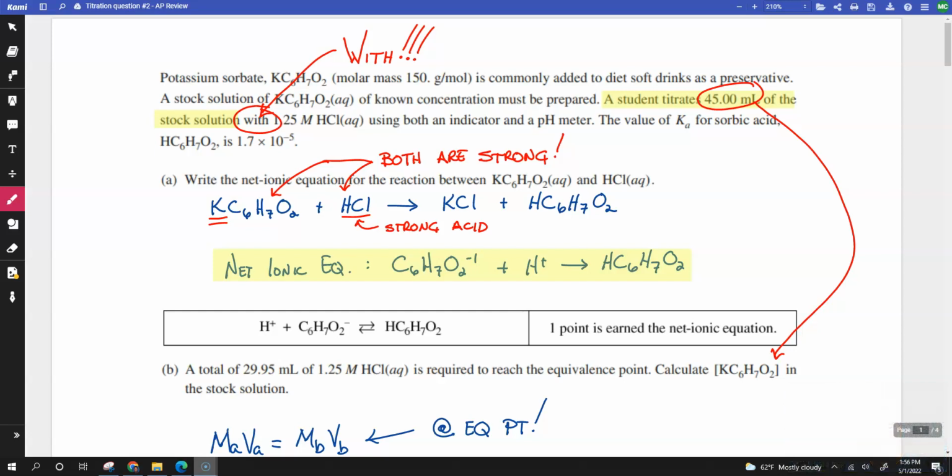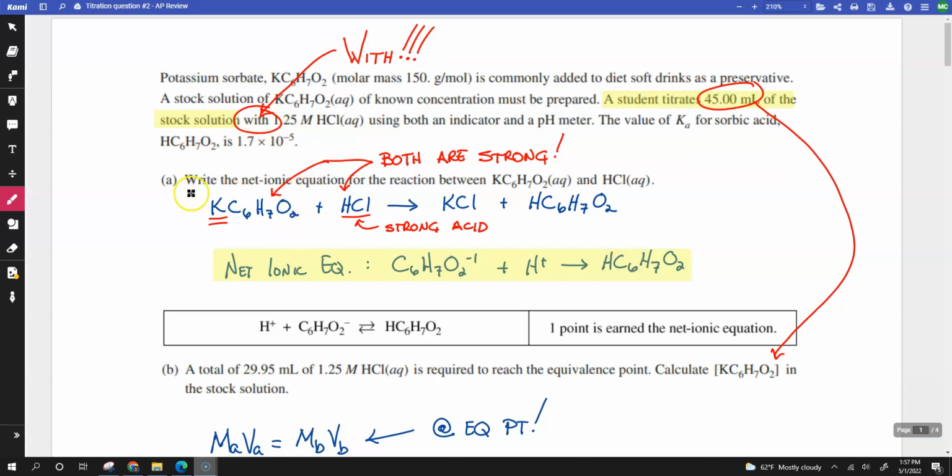Hope this information helps. All right, so the question says potassium sorbate, which is KC6H7O2, has a molar mass of 150 grams per mole, and is commonly added to diet soft drinks as a preservative. A stock solution of the potassium sorbate of known concentration must be prepared. A student titrates 45 milliliters of the stock solution with a 1.25 molar hydrochloric acid using both an indicator and a pH meter. The value of the Ka for the sorbic acid is 1.7 times 10 to the negative 5.